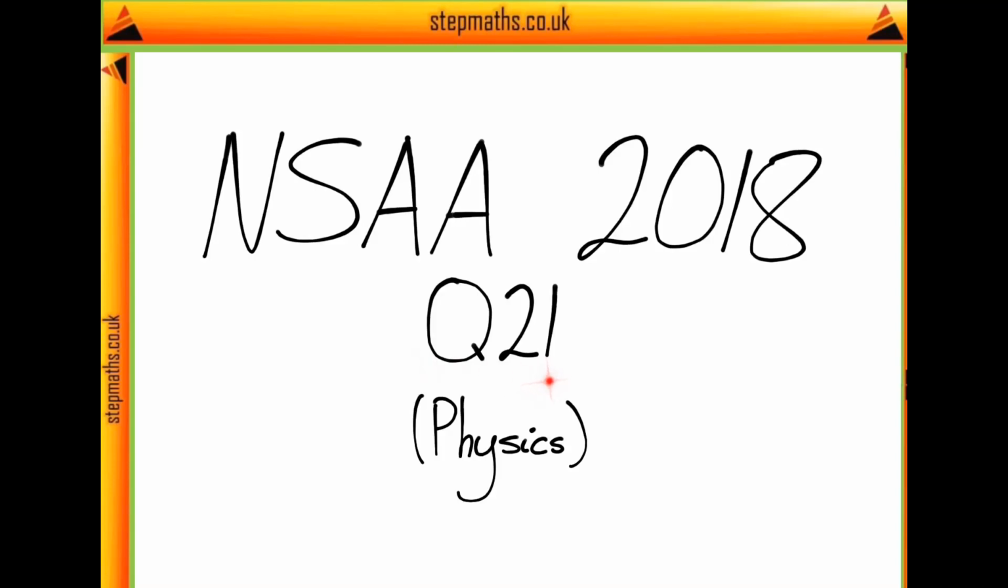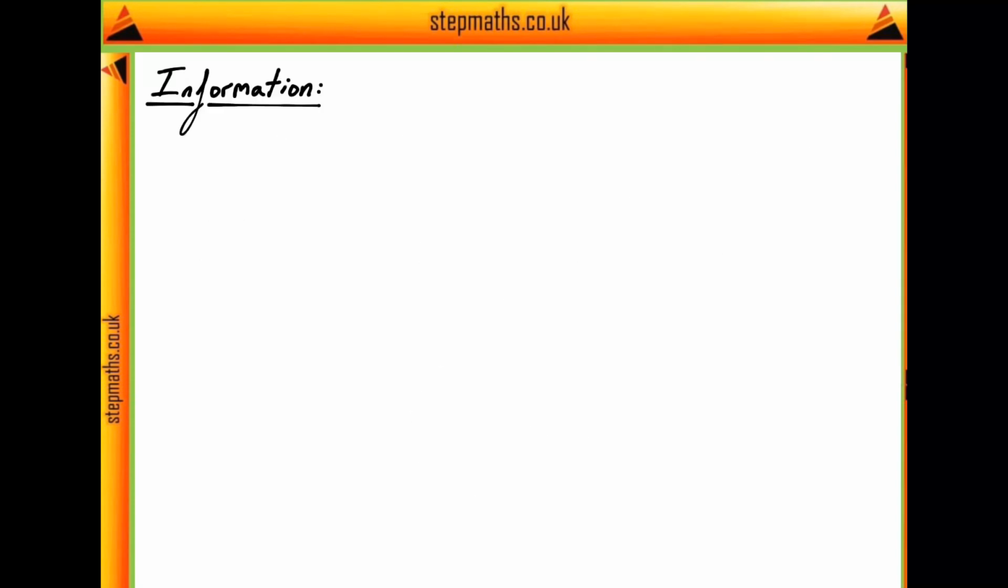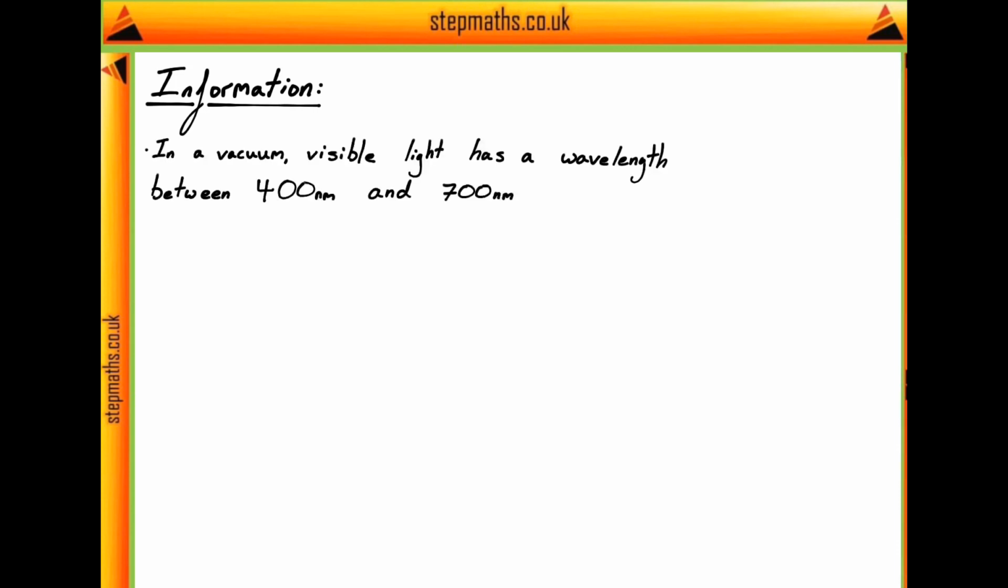Here we're going to look at question 21 from section 1 of the NSAA 2018 paper. This question begins by giving us some information on visible light. It begins by telling us that in a vacuum, visible light has a wavelength between 400 nanometers and 700 nanometers. The question then tells us that in a vacuum, light has a speed of 3 times 10 to the 8 meters per second.